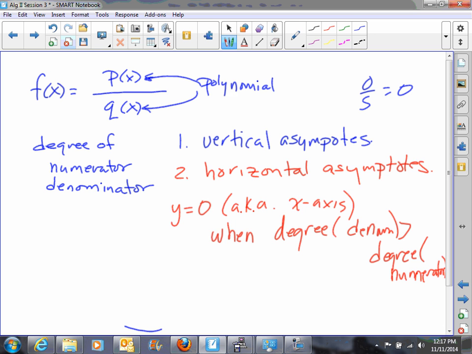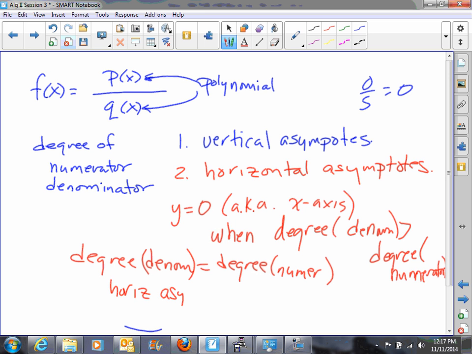Now, if the degree of the denominator equals the degree of the numerator, then the horizontal asymptote will be y equals the leading coefficient of the numerator over the leading coefficient of the denominator.